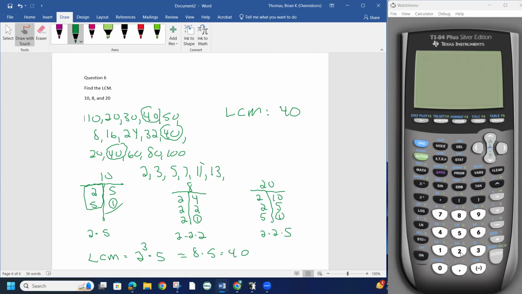Again, you can also put that on the calculator. You can do 2, and your up arrow to the third power, bring it down, times 5. If I do that math on the calculator, it does give me 40. So I can use what's called a prime factorization to find the least common multiple as well. You can either list the multiples or you can do a prime factorization and use that strategy.